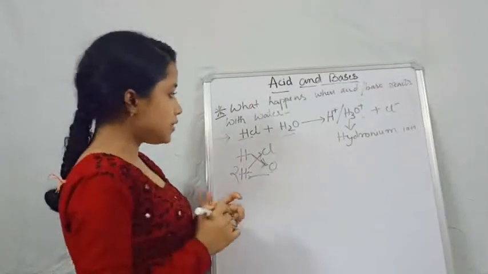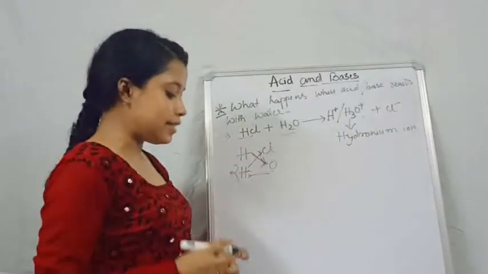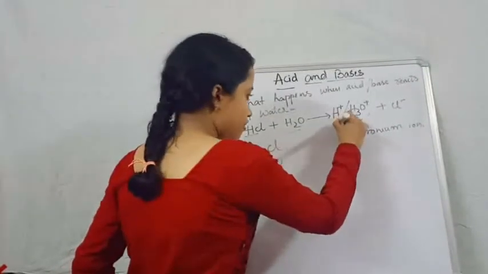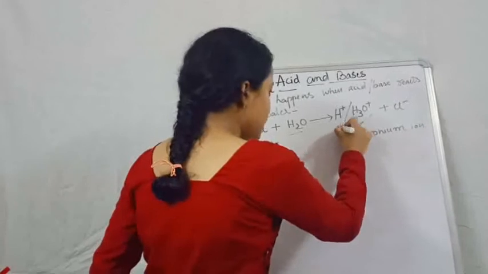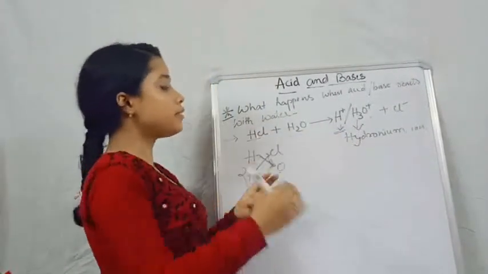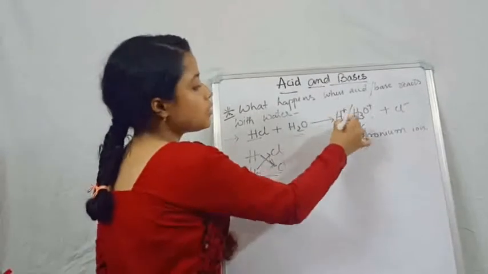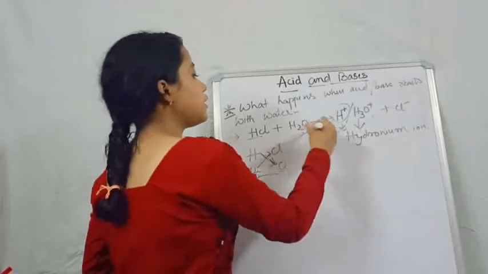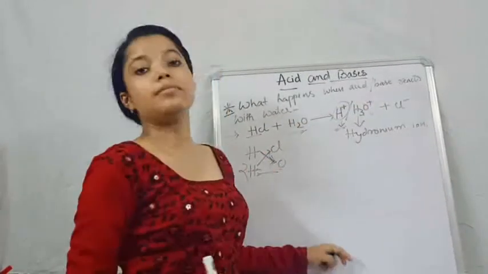Now see, hydrogen cannot exist alone, but it will exist after combining with water molecules. We know that hydrogen ion cannot exist alone because it is a single proton. So it has to be combined with water, so it forms the hydronium ion.